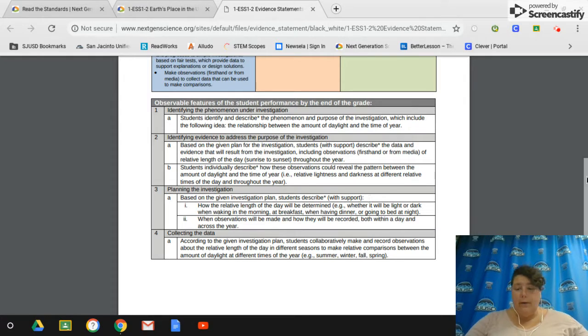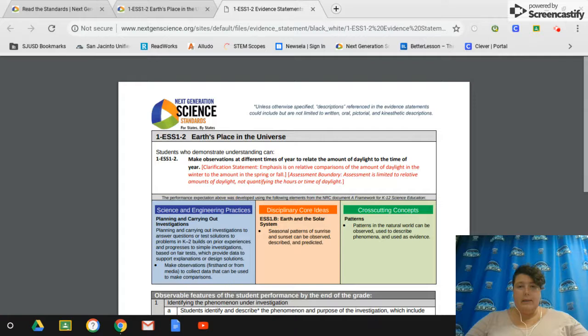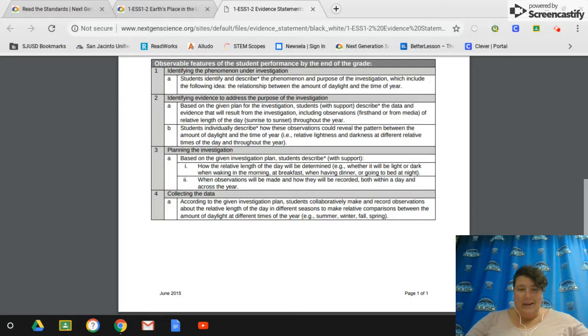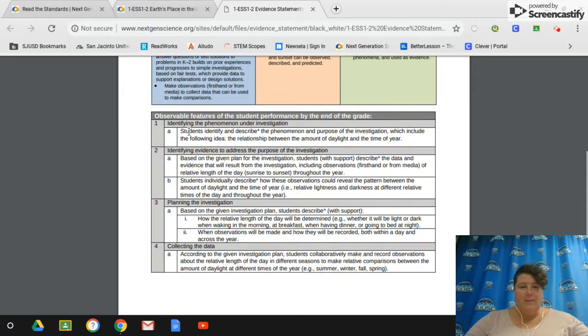to be doing. So if I go up and read my performance expectation again, we want to make sure that the students are able to make observations at different times of year to relate the amount of daylight to the time of year. So what does that look like? In the classroom, we can look for them just identifying the phenomena. Identifying the phenomenon under investigation, students identify and describe the phenomenon. So they should be able to see it and tell about it themselves. And the purpose of the investigation, which includes the following idea: the relationship between the amount of daylight and the time of year. So they should be able to explain that to you.